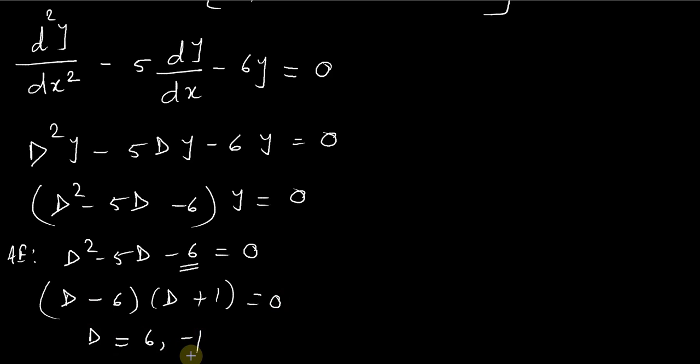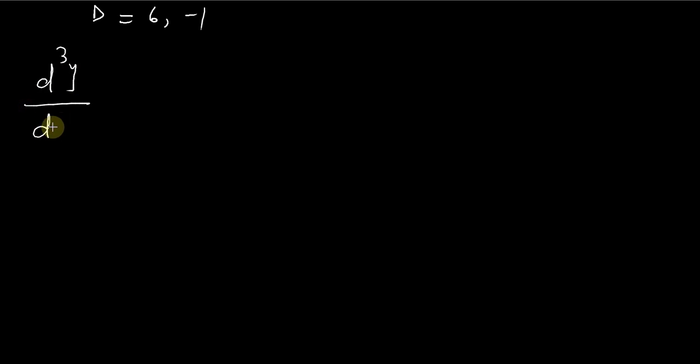So which case is this? Case 1, where the roots are real and different. For root 6, C1 e raised to 6x. For the second root, C2 e raised to minus x. This is the first case, roots real and non-repeated. Let's move to the next example now.